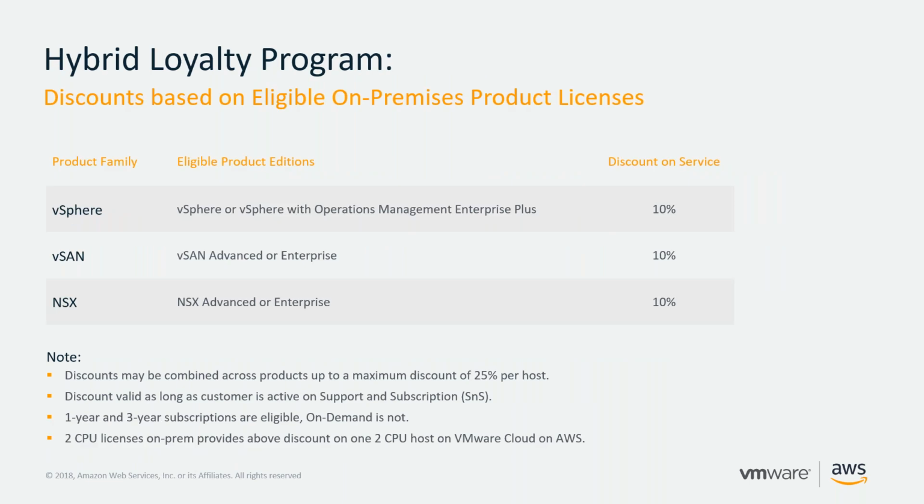On top of that, we also offer a hybrid loyalty program. Again, this is sort of that thank you gift for being a VMware customer. And you can see the incremental discounts that you can achieve just by having existing vSphere, vSAN, and NSX licenses on-prem. You will note that the maximum discount is capped at 25%, but you can incrementally get there through discounts for your already purchased vSAN, NSX, and vSphere licenses. And again, these come off the top of that price shown on the previous page.